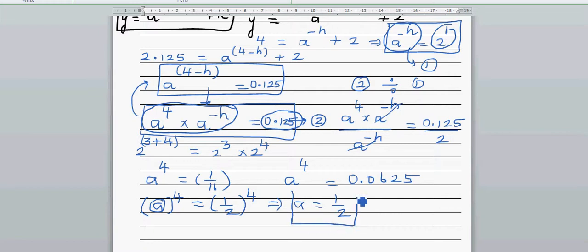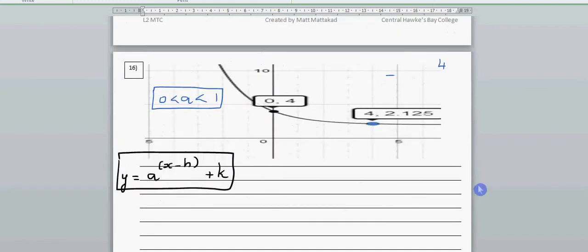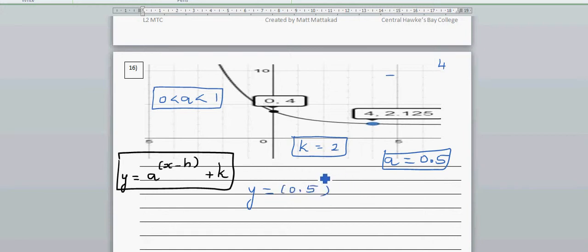Okay, I would like you to find a. Now h yourself. I would like to rub this off and come back. So we started here and we figured out visually, we decided k is 2, and using a bit of algebra we figured out a is half or 0.5. So let's put these two values back in this equation, and now we need to figure out h. So I can say y is equal to half or 0.5 raised to x minus h plus 2.